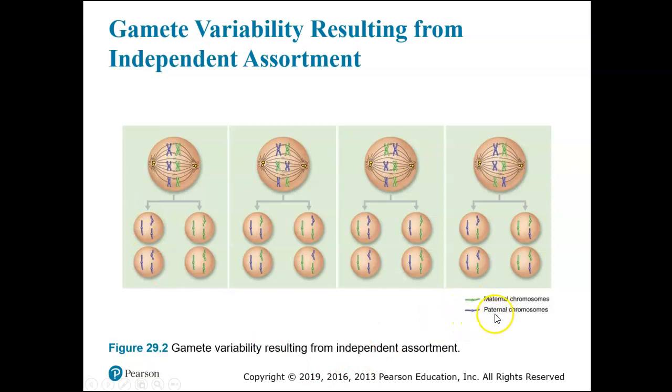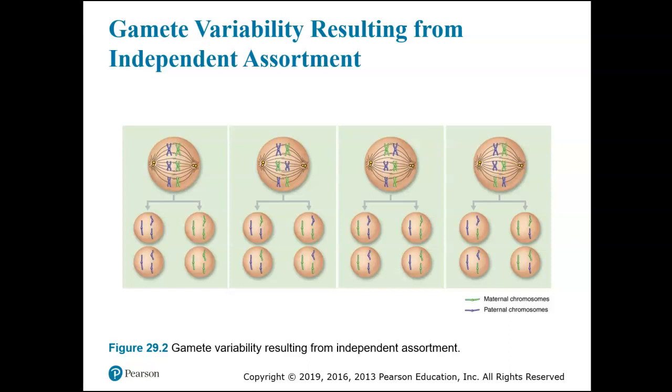The key down here at the bottom says that the purple chromosomes are from the father and the green are the maternal or mother's chromosomes. So what you're looking at, this original cell that has 6 chromosomes or 3 pairs of homologous chromosomes, is the sex cell that's going to undergo meiosis and become either egg or sperm.